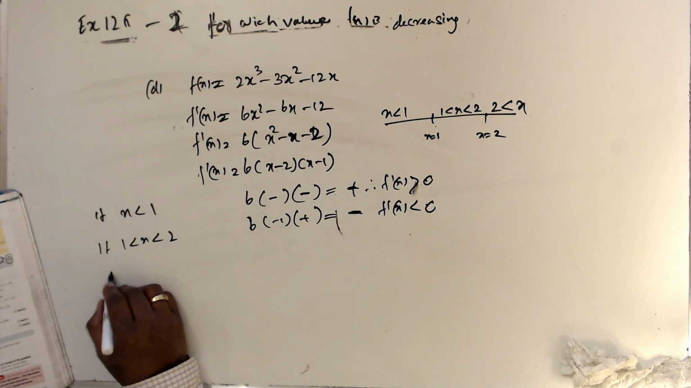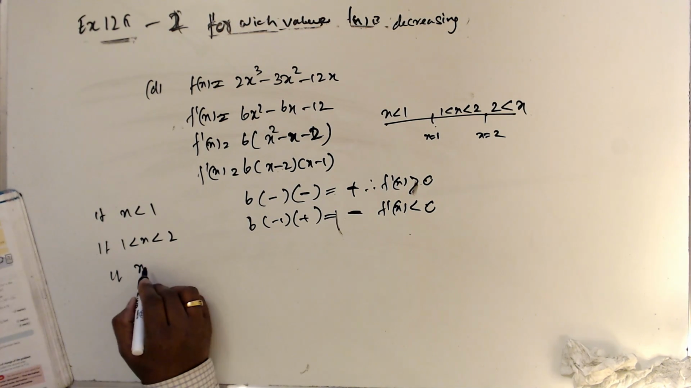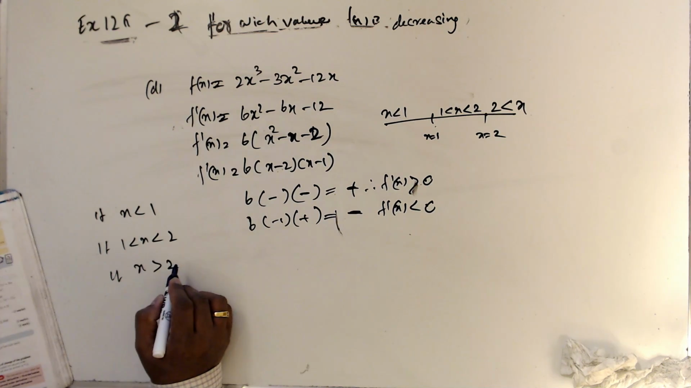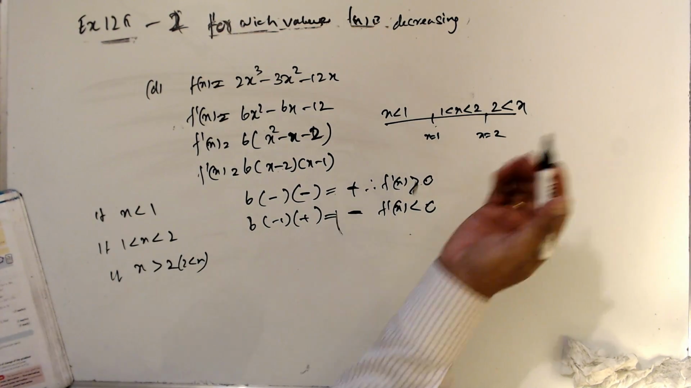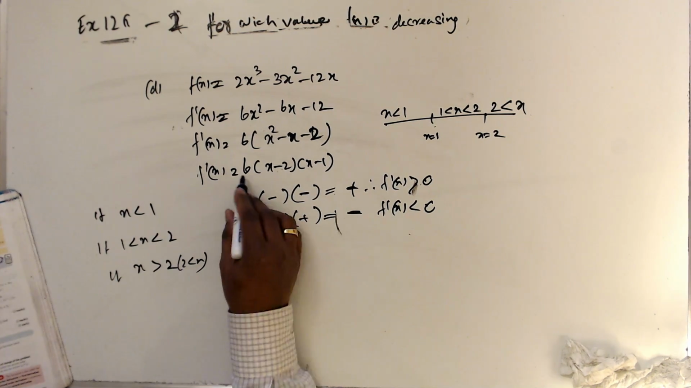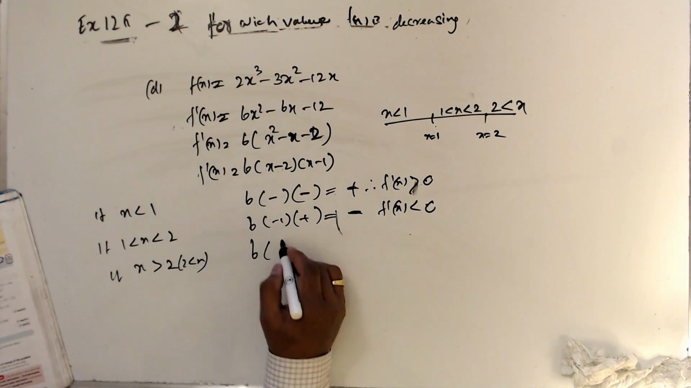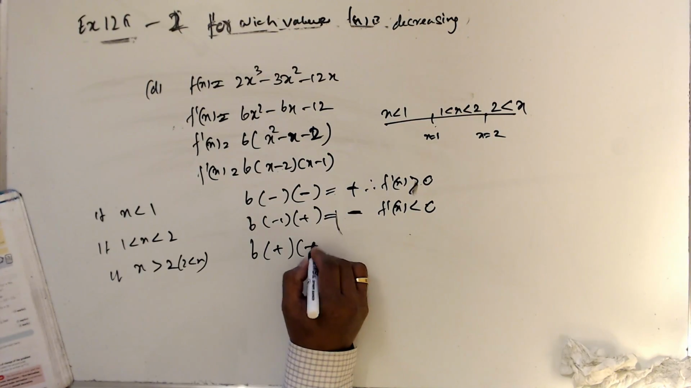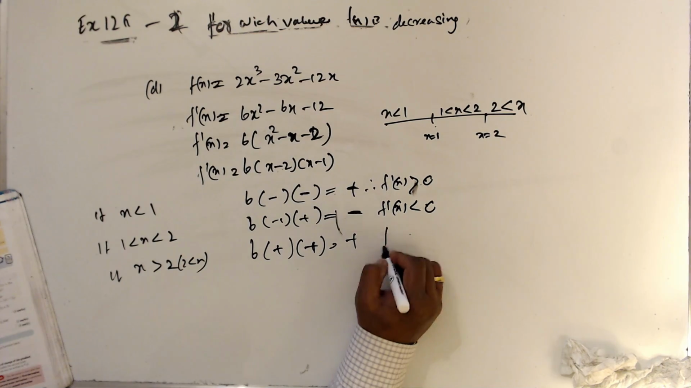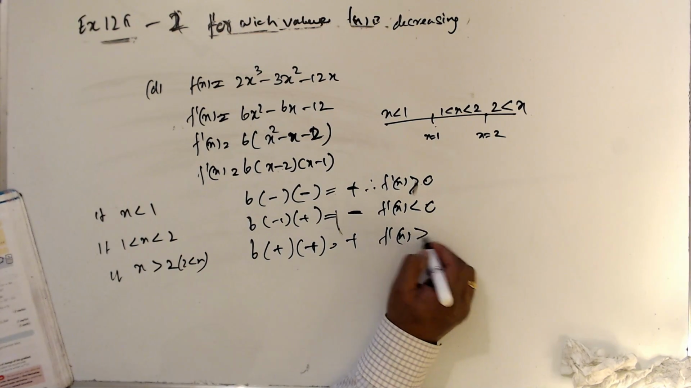And if x is greater than 2, you can write 2 less than x. So select 100. So this is 6, and 100 minus 2, 98, is still positive. 100 and minus, still positive. So this is going to be positive. F dash x is greater than 0.